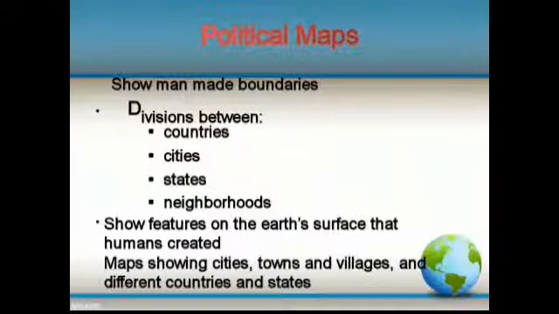Political maps. Maps showing cities, towns and villages and different countries and states of the world with their boundaries are called political maps. These show man-made boundaries, divisions between countries, cities, states and neighborhoods. They show features on the earth's surface that humans created.